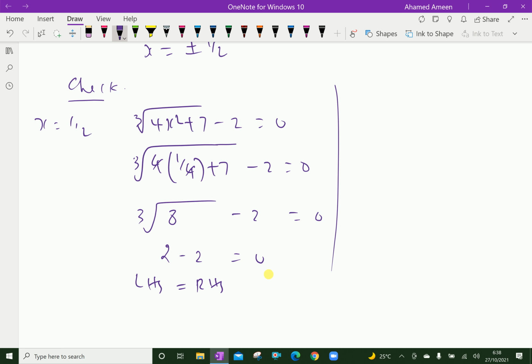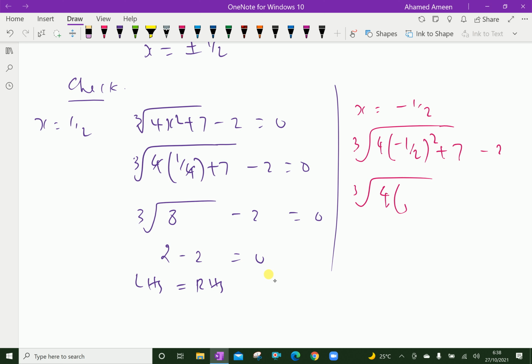Like this, for minus also we can check, x equal to minus half. So the cube root of 4 times minus half squared, plus 7, minus 2. Minus half whole squared is plus half, that is 4 times 1 by 4, 1 by 4 cancels, plus 7, minus 2. Here 1 plus 7 is 8. The cube root of 8 is 2, minus 2 equals 0. Therefore, hence solved, hence checked.